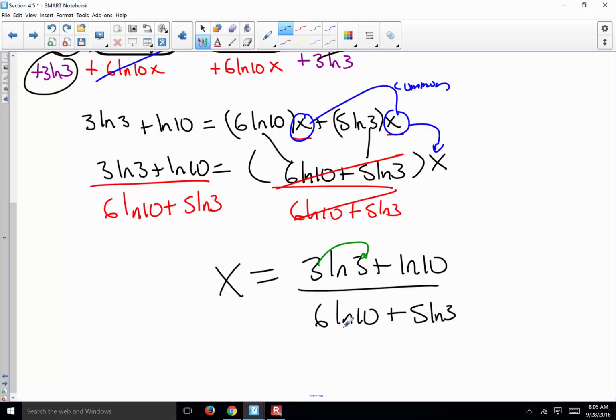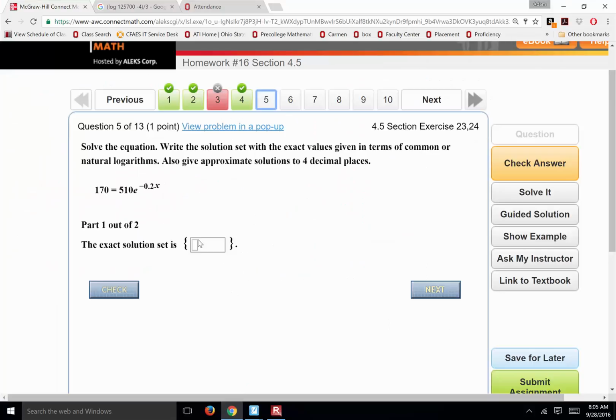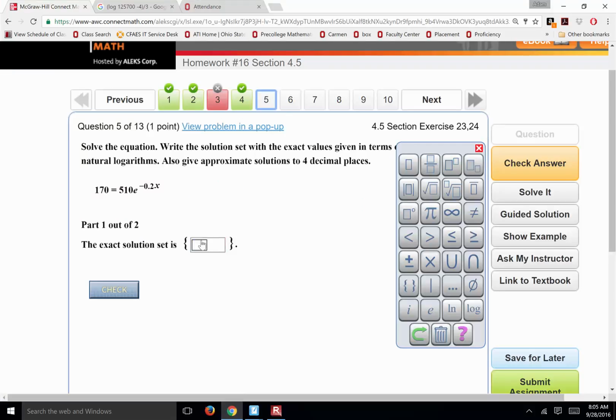And you can combine these, but this is ln 10 to the 6th, 1 million. This is 3 to the 5th, what is it? 243. So it's 243 million ln. It's a mess. But this is it. I think this is going to work in the answer box if you put it just like that. It's going to be hard to type in though.